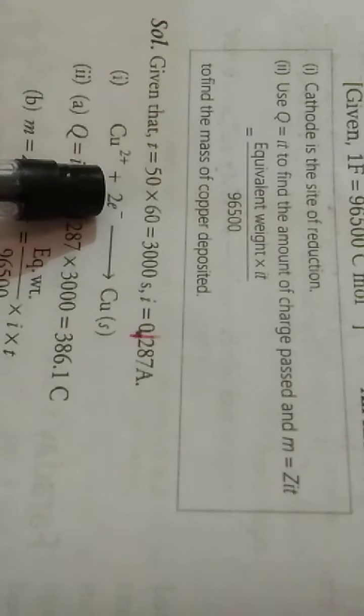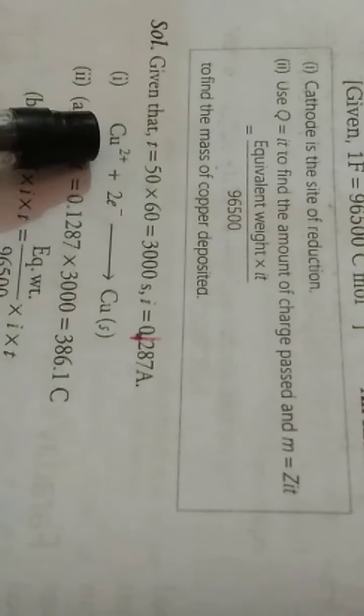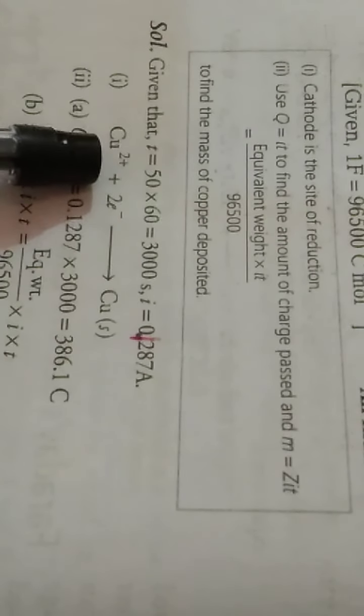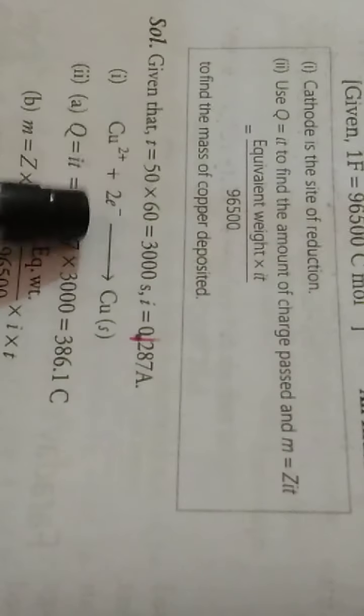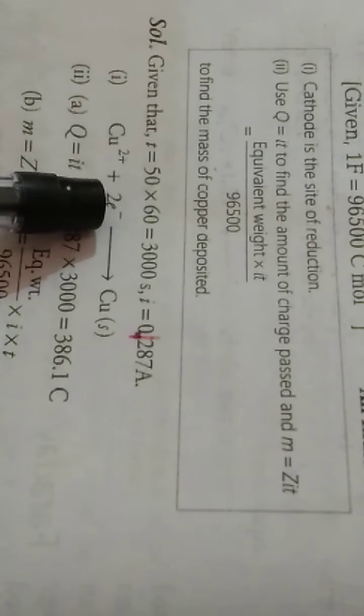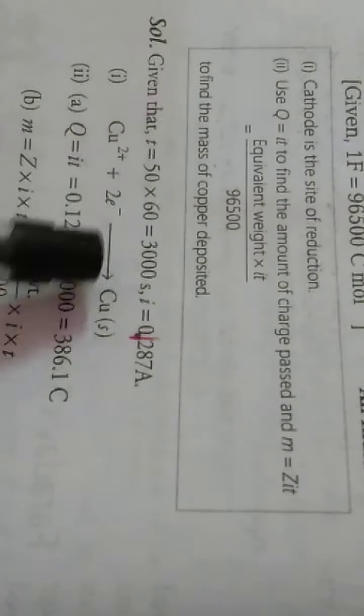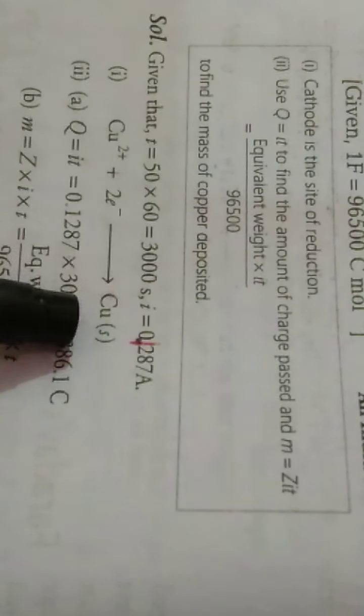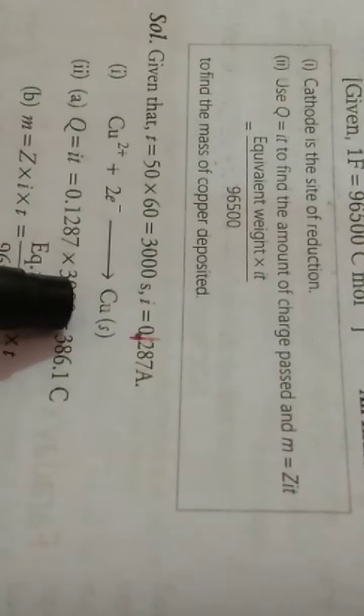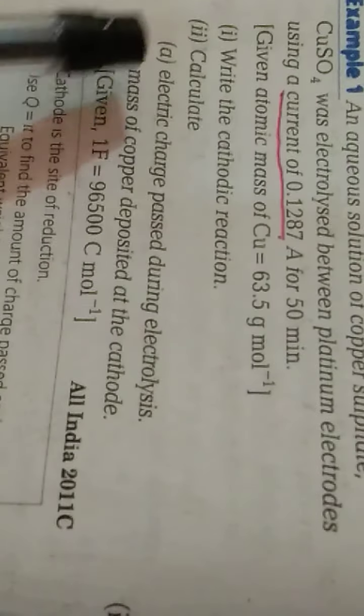Like for silver earlier it was Ag+, for copper it will always be Cu2+. So Cu2+ will gain 2 electrons, because at the cathode there is gain of electrons. On gaining 2 electrons it will form copper. Okay, so this is the cathodic reaction. Now we'll move to the second part.